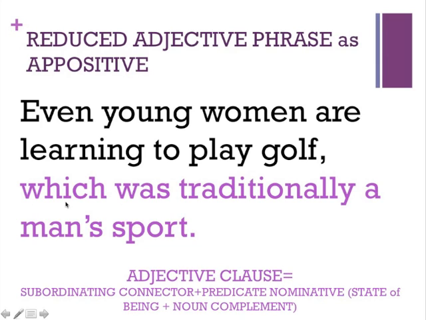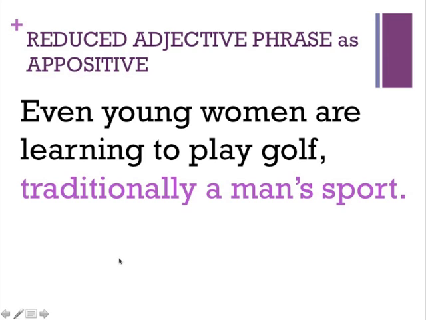So in this particular adjective clause, the verb is going to be key, because notice the verb is a state of being verb. So this is a situation we would refer to as a predicate nominative, in which it's a state of being verb, but then it has a noun complement, which was a sport. Golf was a sport, and specifically a man's sport. So notice what happens. As we said before, we eliminate the connector, but we also eliminate that to be verb.